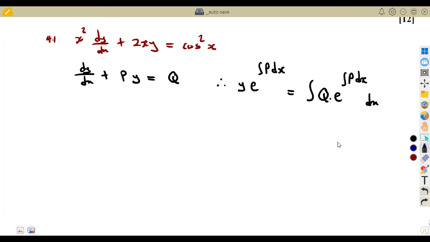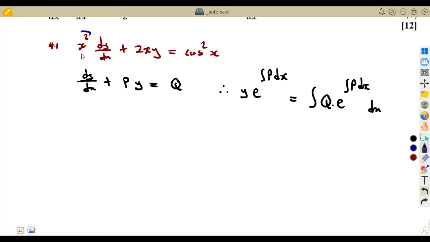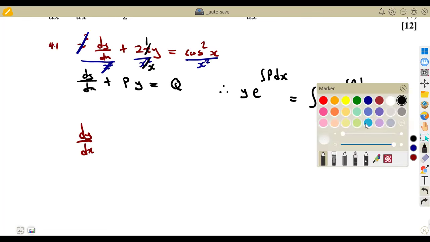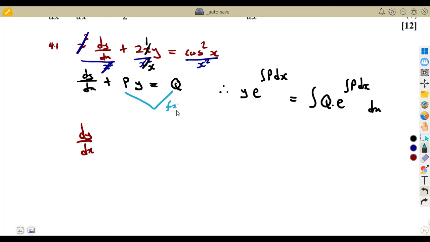If we check here, our equation is not in this format because we have this x squared affecting dy/dx. So we are supposed to divide by the coefficient of dy/dx, which is x squared, each and every term. We divide by x squared here, here and here, so that this cancels, and we remain with the linear format dy/dx plus, here x into x squared gives x, plus p y. This p and q are functions of x.